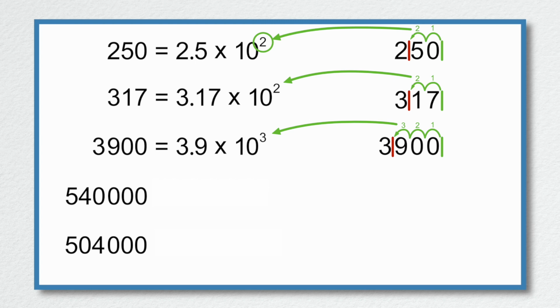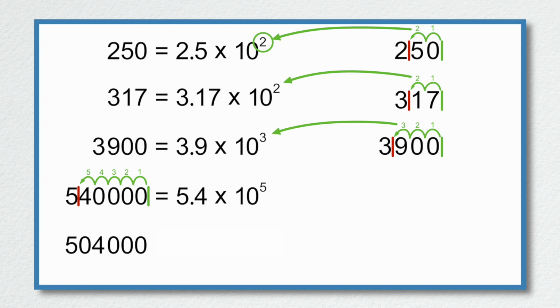For the next 2 examples, I'm going to do it slightly differently. We're not going to write the number out again. I'm just going to use the number that's already written down. I've got 540,000. So we know that the answer is going to be 5.4 multiplied by 10 to the power of something, and we're going to work out what that something is. So there's our cutoff point, and there's where the decimal point is. And if we count the moves, 1, 2, 3, 4, 5, we know that this power must be 5. So the answer is 5.4 multiplied by 10 to the power of 5.